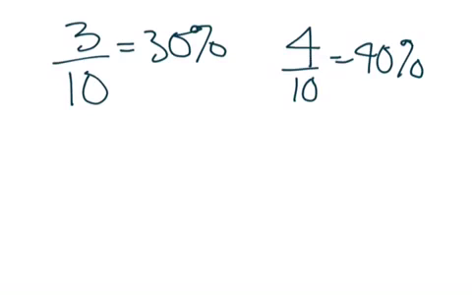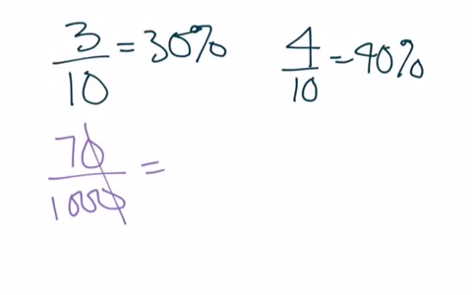Okay? Now, if you have it out of 1,000, so let's say that you have 70 out of 1,000. You want to put it out of 100. Our percents are always out of 100. Okay? I'm going to cancel one of these zeros out of the way. Give me 7 out of 100. So that would give me 7%. Okay?